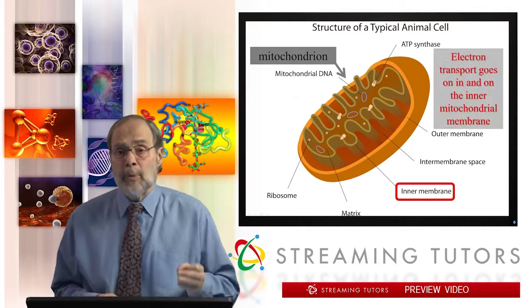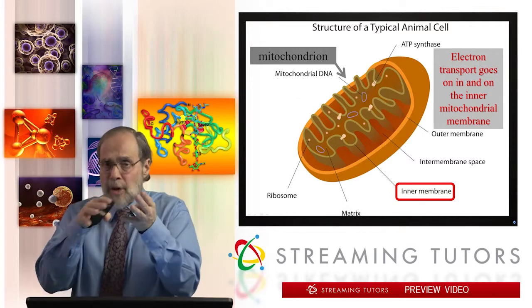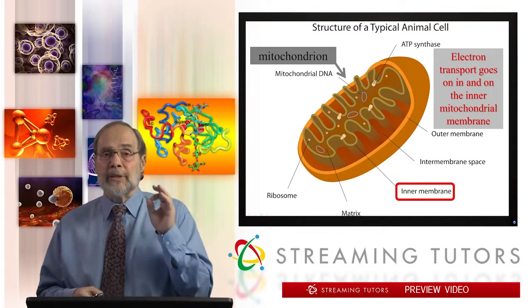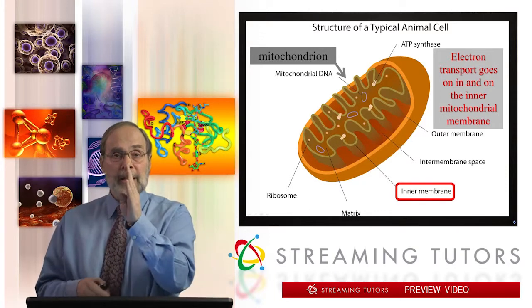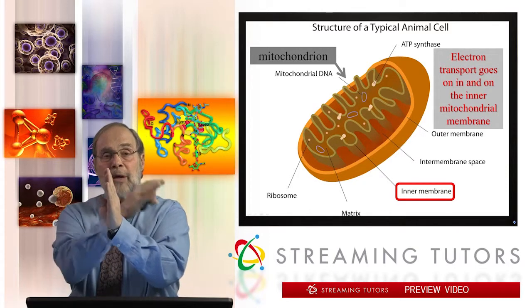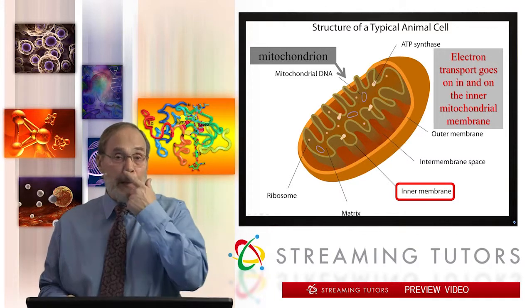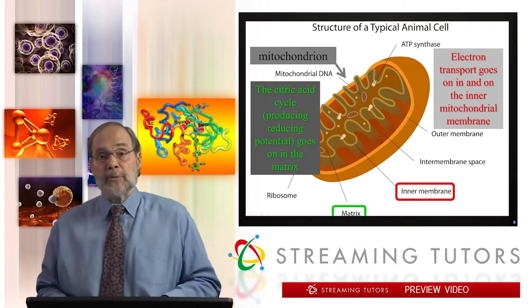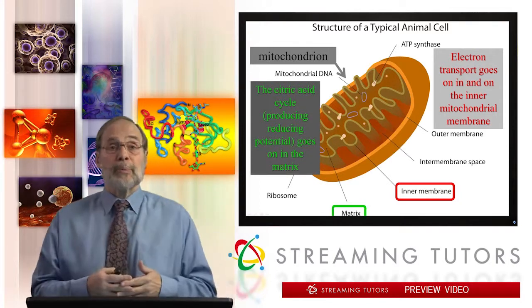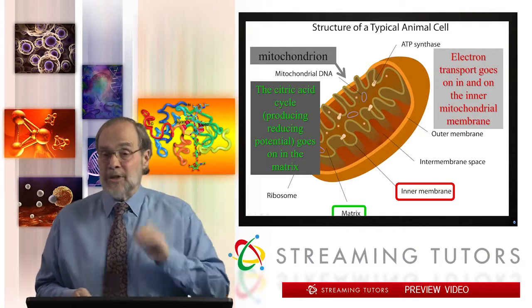So electron transport goes on exclusively in or on the surface of this inner membrane. So this inner membrane is going to be where all of our action is today. We're going to be looking at that membrane and to some extent the matrix and the inner membrane space immediately surrounding it as we look at electron transport. The citric acid cycle goes on in the matrix, as we said, and that's going to provide most of the reducing potential to drive electron transport and the things that ensue from it.